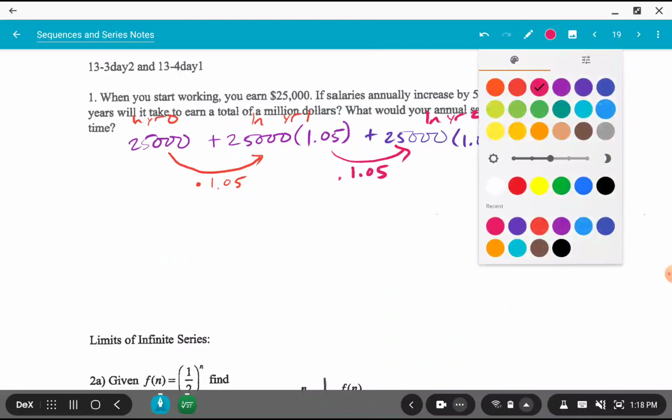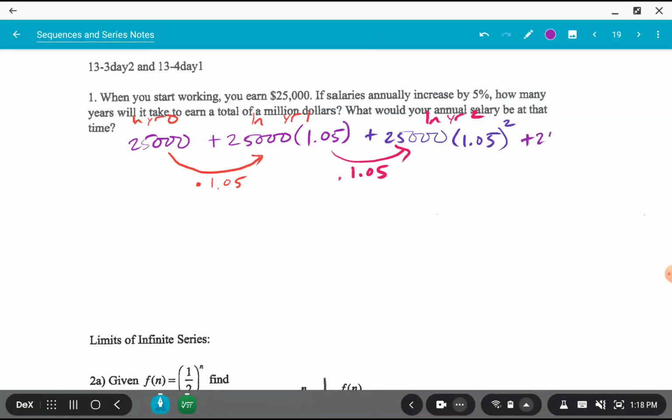We add on another 25,000 times 1.05. And this time, since you're multiplying another 1.05, you now have 1.05 to the third. And you keep going and going and going. So you have plus 25,000 times, it's like dot, dot, dot in there, and you have 1.05 to the power of something, right? It's to some n power. So we basically have this series where we created this long expression here.